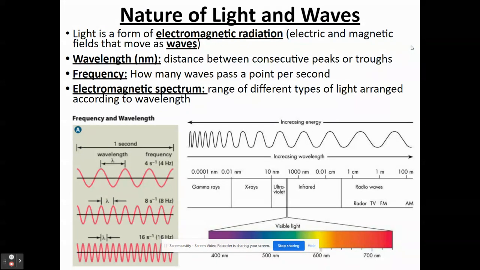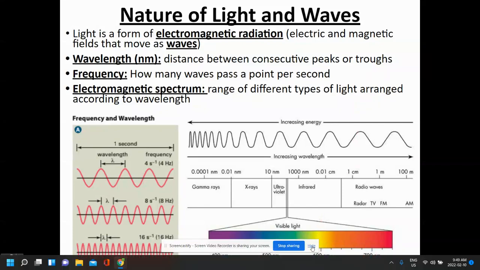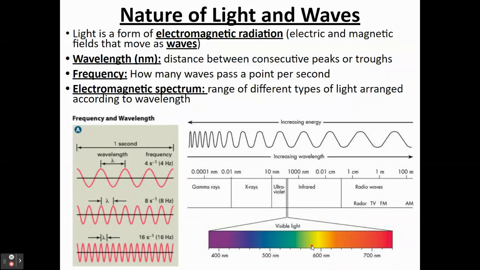You do need to have some background knowledge on electromagnetic radiation to fully understand the brilliance behind Bohr's model and Schrodinger's model. So I need you to get that light is a form of electromagnetic radiation, which essentially means electric and magnetic fields that travel as waves. So light travels as a wave, as you can see in this image over here. And waves have different properties or characteristics.